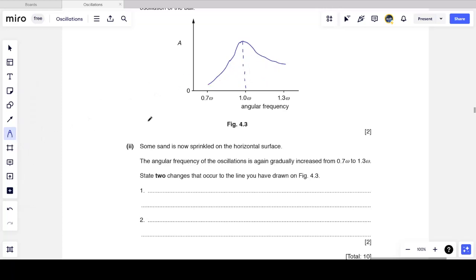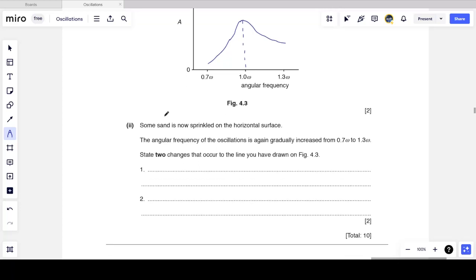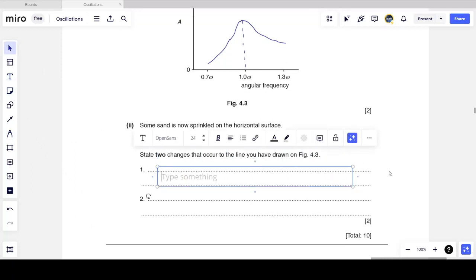And so the heavier the damping, the lower the amplitude would be. That's to lower the energy, right? We damp systems, we don't want to have a high amplitude of oscillation, like bridges and buildings and so on. So what two changes will occur to the line specifically? Specifically, they want to know how the line looks different.